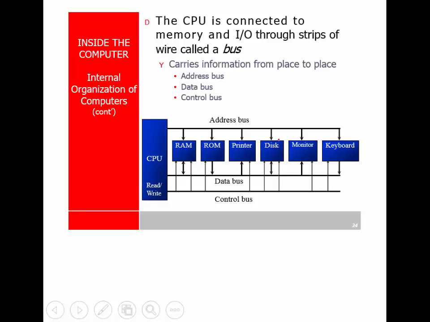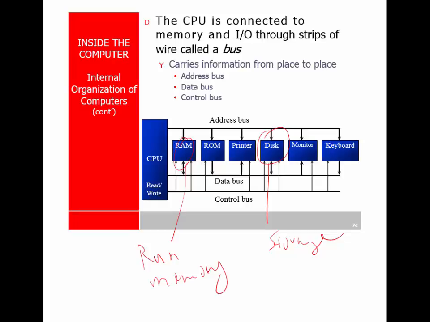Now our disk right here, this is storage. A lot of people will confuse when we talk about this here. This is storage right here, and this is what I want to call run memory. In other words, this is the memory you have to run. It's like the size of the scratch pad, how much memory you've got.